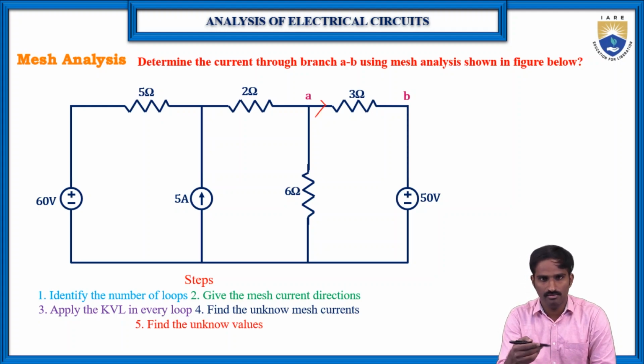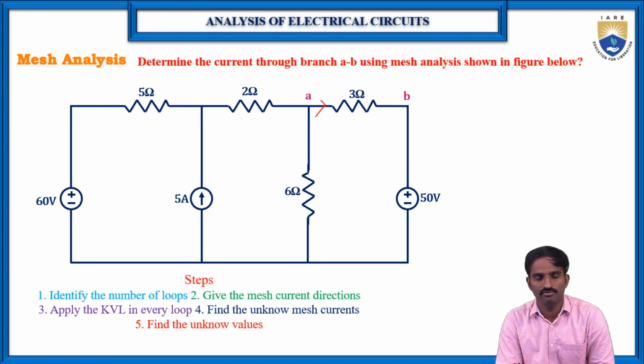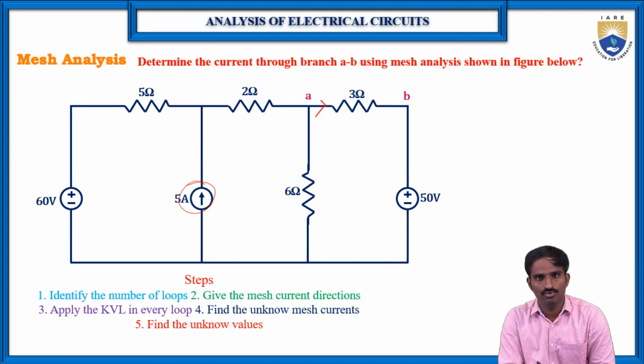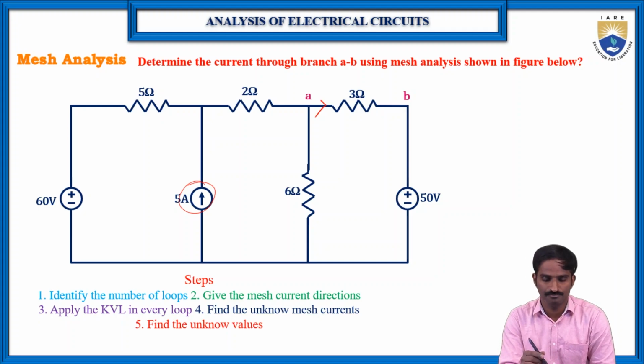Of course, in your examination, they won't mention whether you need to apply mesh or super mesh analysis. We need to identify whether we need to apply a simple mesh analysis or a super mesh analysis. Here, there is a 5 amperes current source in between 2 adjacent loops, which means we should apply a super mesh analysis.